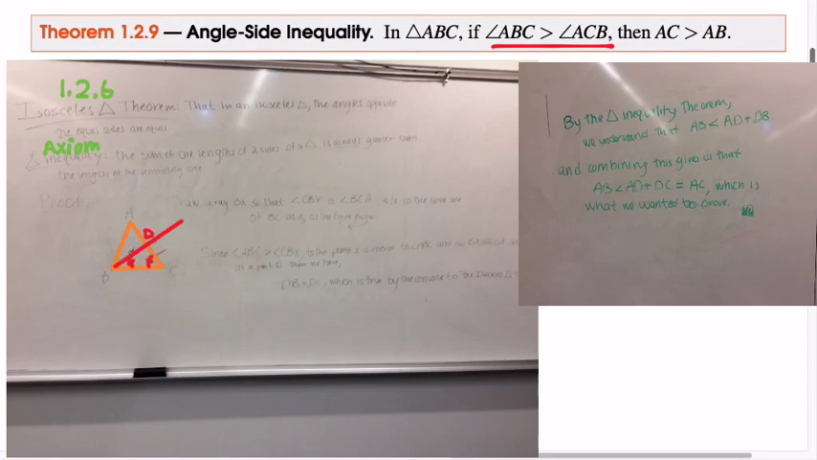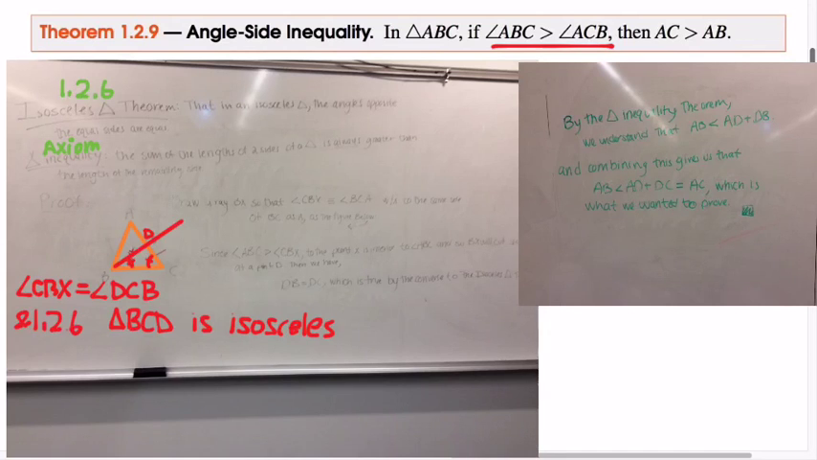But now, DBC, or BCD, however we want to say it, we can conclude is isosceles. But we can only conclude that because of the equal angles at B and C, CBX and DCB, and 1.2.6 is what we needed to make that conclusion. So BCD is an isosceles triangle with CD equals BD. So we have a pair of equal sides here and there.